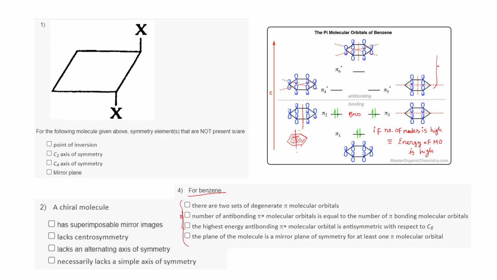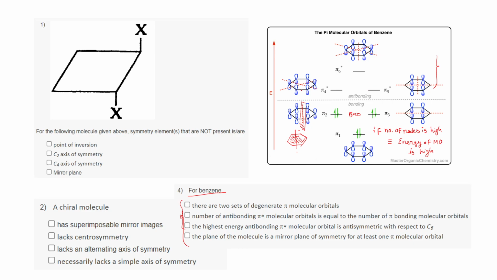Actually, this is a nodal plane. You can think of something like this. Perpendicular to the plane, you can see there is a node, and here there is a node. For pi 3 there is one node. So pi 2 and pi 3, both of them have one node each. So they will have the same energy, meaning they are degenerate.